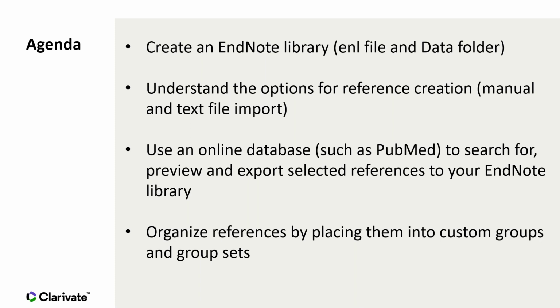I want to talk a little bit about the structure of an EndNote library. Typically, each library consists of two components, an ENL file and a data folder. And there are a couple of locations where you don't want to store a library while you're actively developing it. And I'll be sure to point out those locations when we get started.